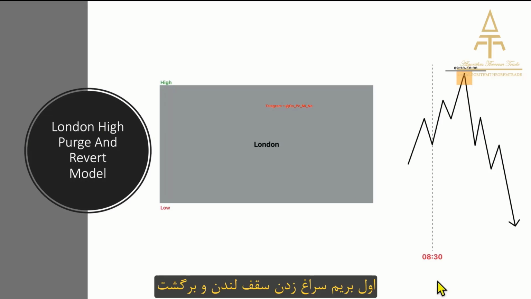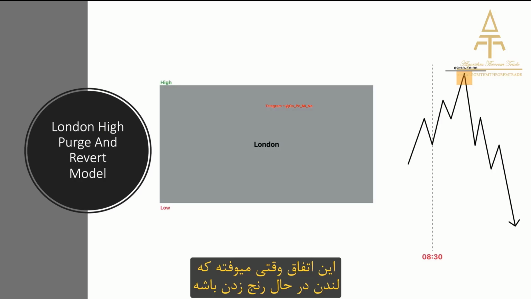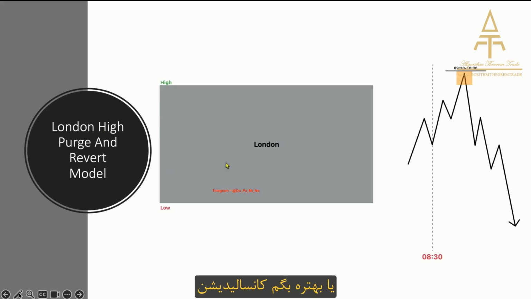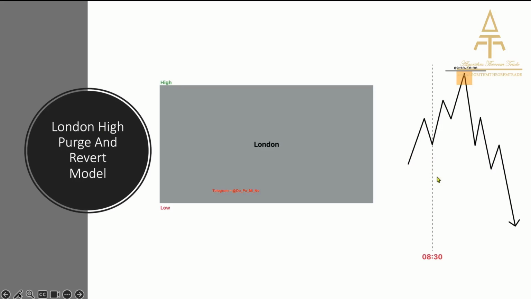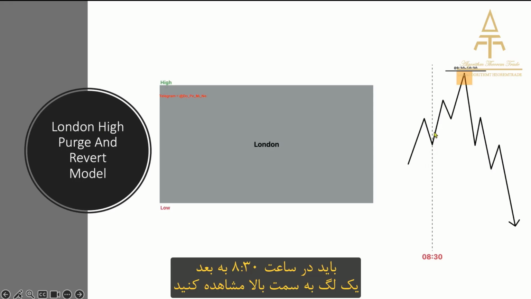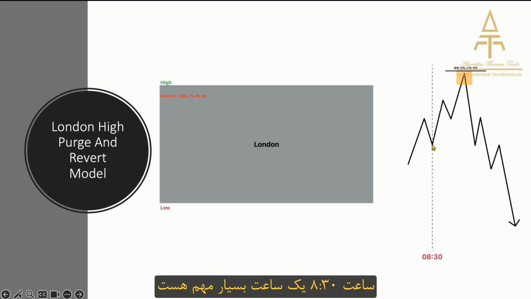So first of all, we're going to take a look at the London high perch and revert model. This model occurs when we have seen that the London was going sideways, or was consolidating, I should say. We then see that the market begins to trade higher. We want to see that around 8:30 a.m. a leg higher begins, a run higher. 8:30 is a very important opening time during the AM session, and we will discuss in a bit why this is an important opening time.